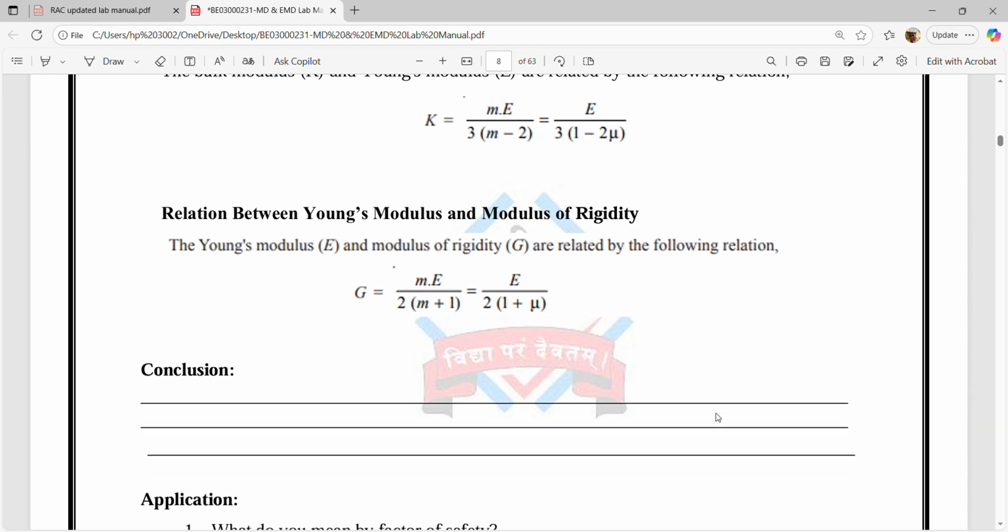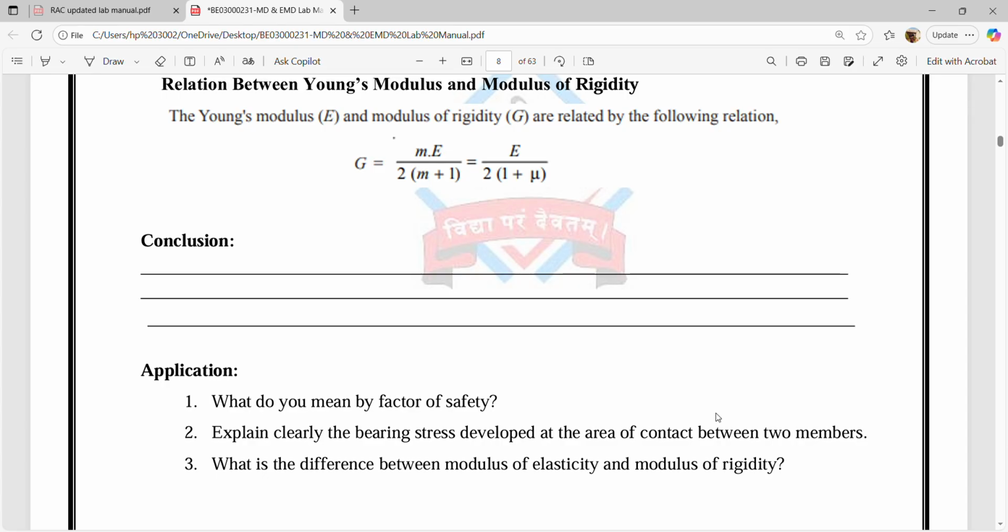We have to conclude this experiment. And what are the applications? So what do you mean by the factor of safety? Explain clearly the bearing stress developed at the area of contact between two members, and what is the difference between modulus of elasticity and modulus of rigidity.